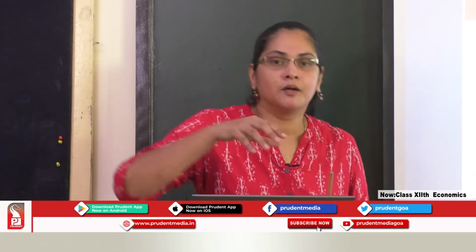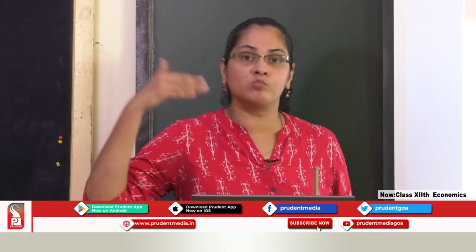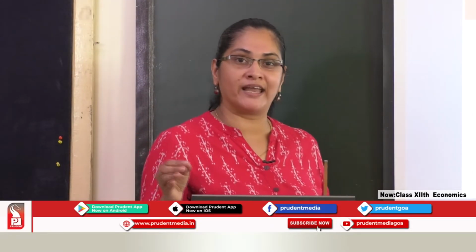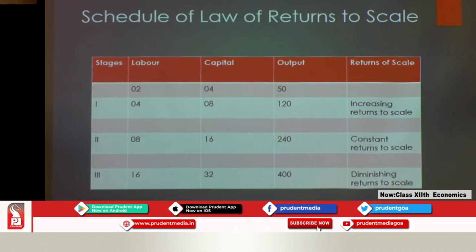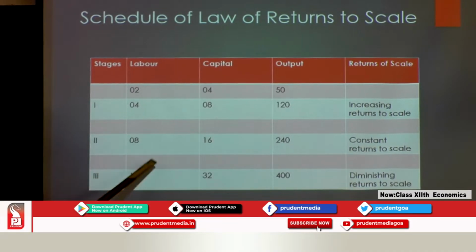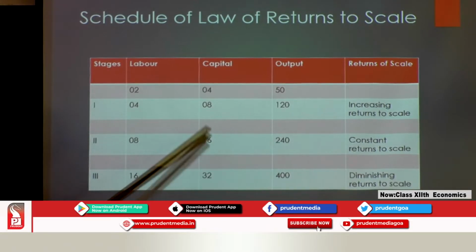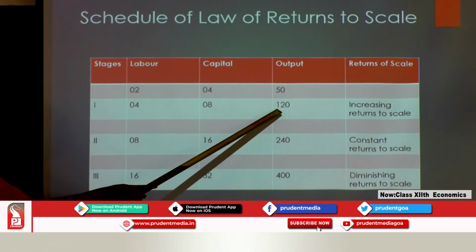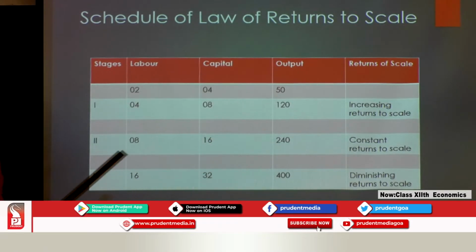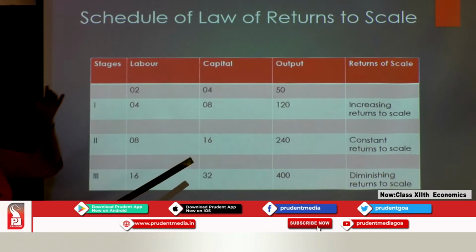You put in little, but you have got more benefit or more output. So the stage is called increasing returns to scale. Second stage, again we have doubled. From 4 it became 8, from 8 it became 16, but this became exactly double. It was 120, it exactly doubled into 240. So that's why it becomes constant.